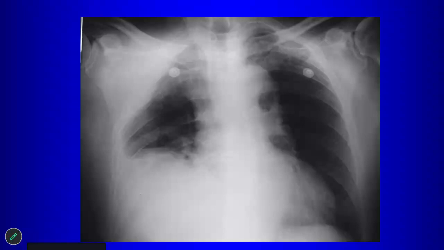So we have opacity here, right? We have some opacity here. You're worried about, is this the diaphragm or is that something else? And the lung looks small, right? So what are you worried about? You're worried about something encasing the lung, right? So what could that be?